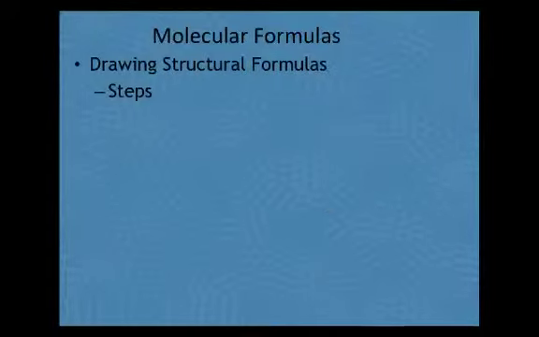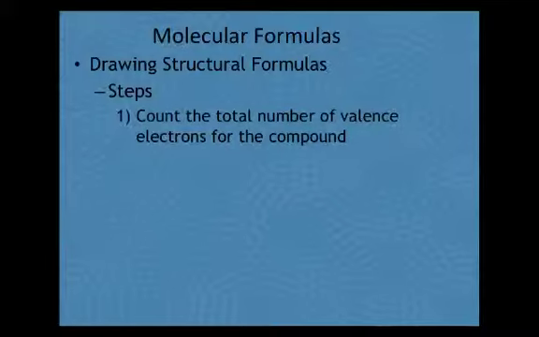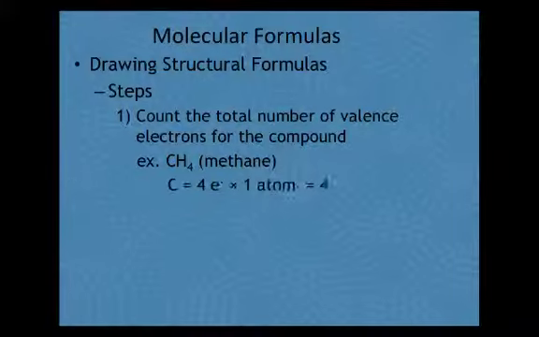So when we're drawing structural formulas, we're going to follow these 4 basic steps every single time. Step number 1 is to count the total number of valence electrons for the compound. Let's work with the example methane, CH4.